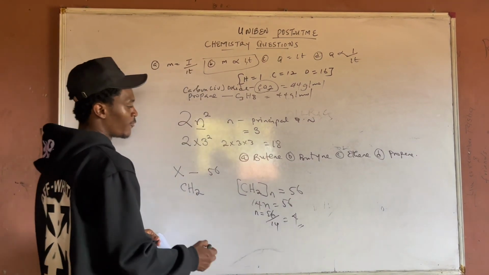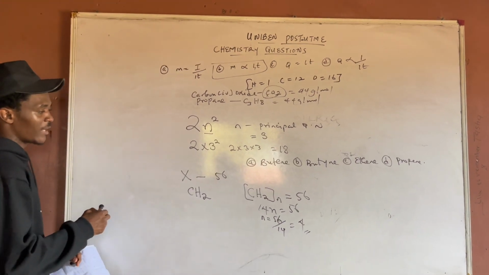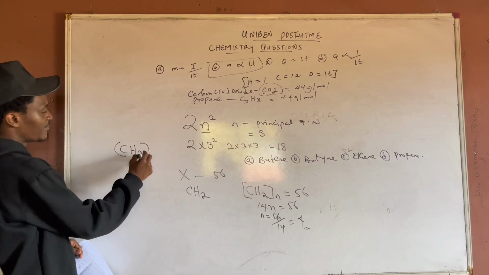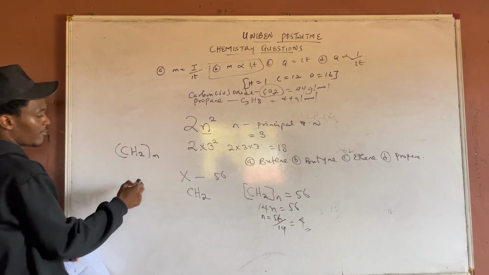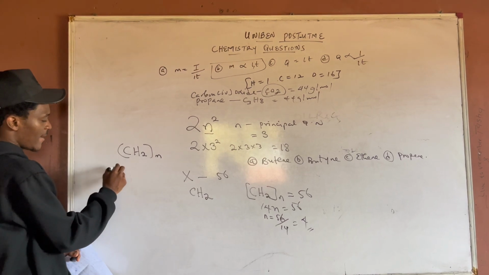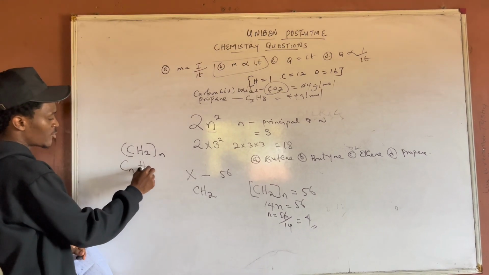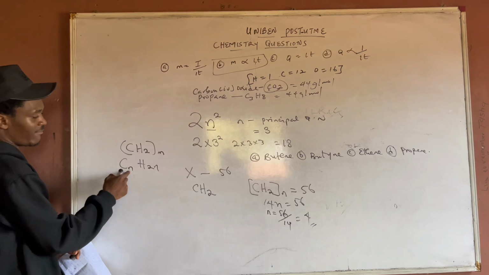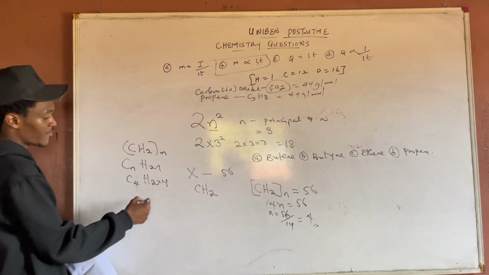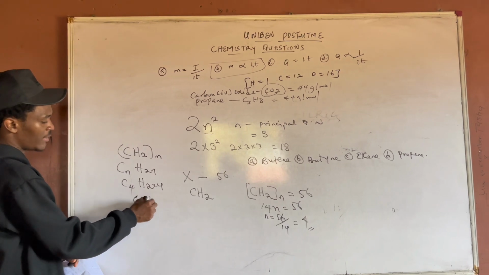So our n value is 4. For you to get the molecular formula, it should be (CH2) all in n. Of course, our n is 4. So the n will certainly affect everything here. That becomes CnH2n. All right. What's our n? 4. That should be C4H2 times 4. And 2 times 4 is what? 8. So it should be C4H8.